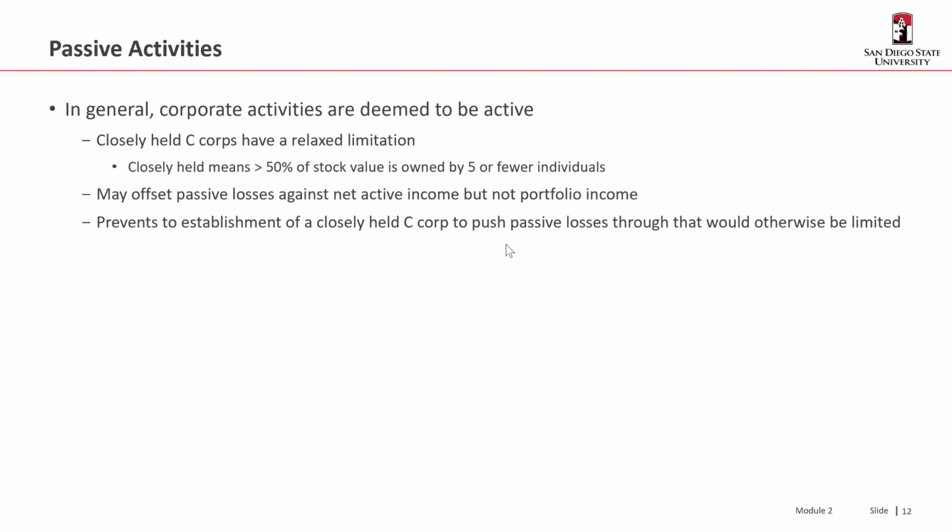And in this case, even if that's true, you can offset passive losses against net active income, so your active trade or business income, but not portfolio income. And really, this prevents the establishment of a closely held C Corp that you could then push your passive losses through that would, in any other circumstance, be limited.